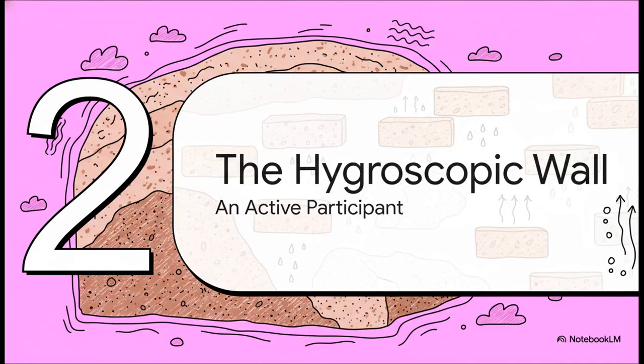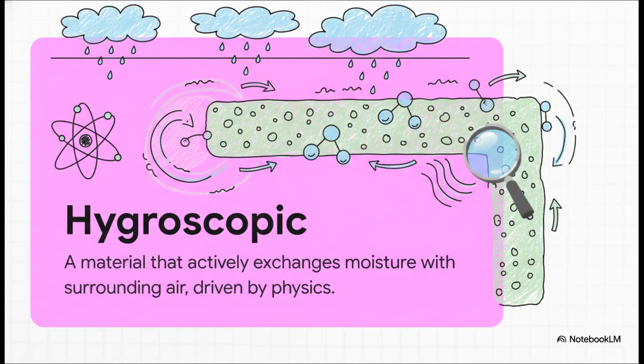Okay, now let's consider a completely different kind of structure, one that's made from earthen materials. This is the hygroscopic wall. And unlike the inert wall, this one is a very active participant. So hygroscopic, that's the word. It refers to this ability to actively exchange moisture with the air. This isn't a passive or accidental thing. It's a continuous process, and it's driven by fundamental physics.